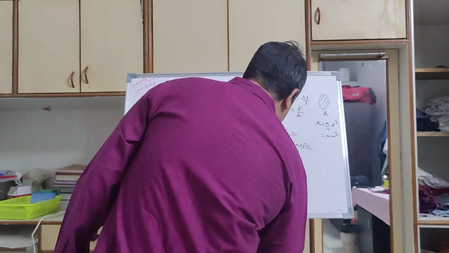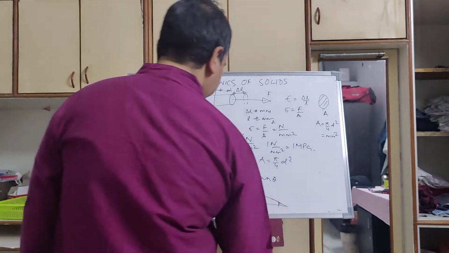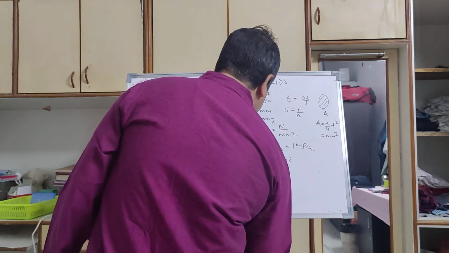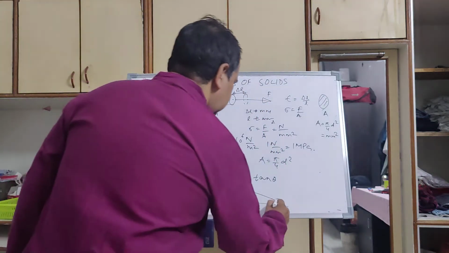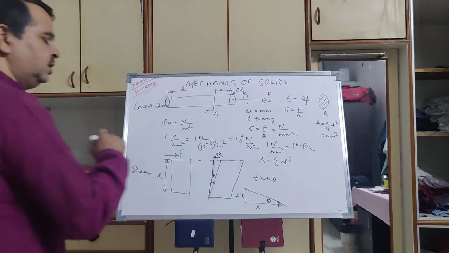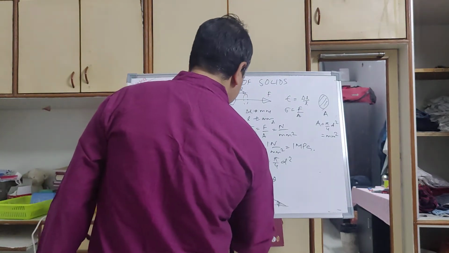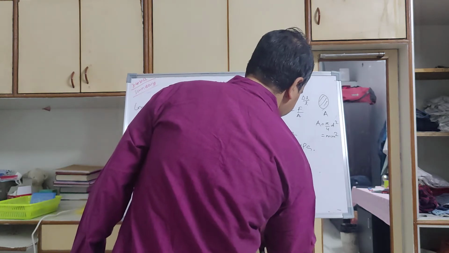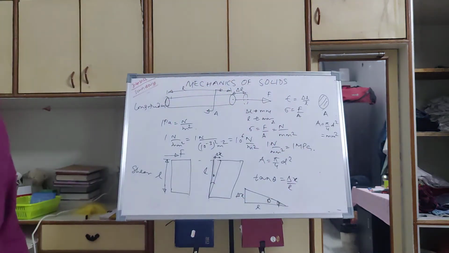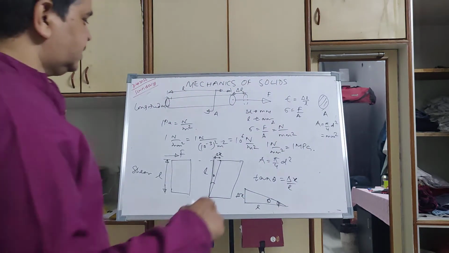If you draw a right-angle triangle like this, with delta x on one side and L on the other, then this is theta. So tan theta is equal to delta x by L, which is your shear strain.